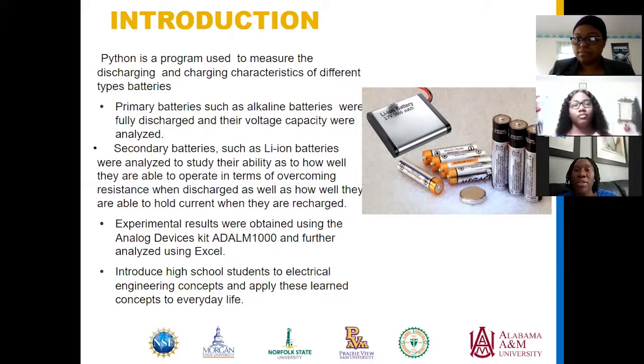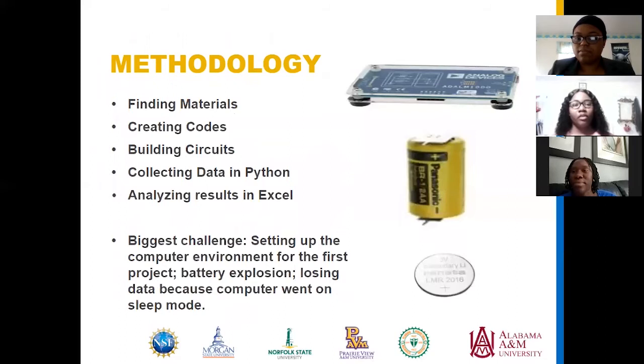We also introduced high school students to electrical engineering concepts and applied these learned concepts to everyday life. The methodology that we utilized would be in finding materials, creating codes, and building circuits, as well as collecting data in Python and analyzing results in Excel. The biggest challenge that we faced in this project would be in setting up the computer environment for the first project, battery explosion, and losing data because the computer went on sleep mode.